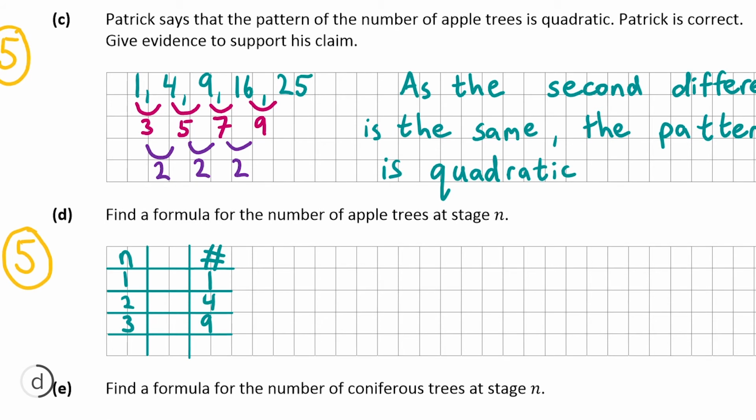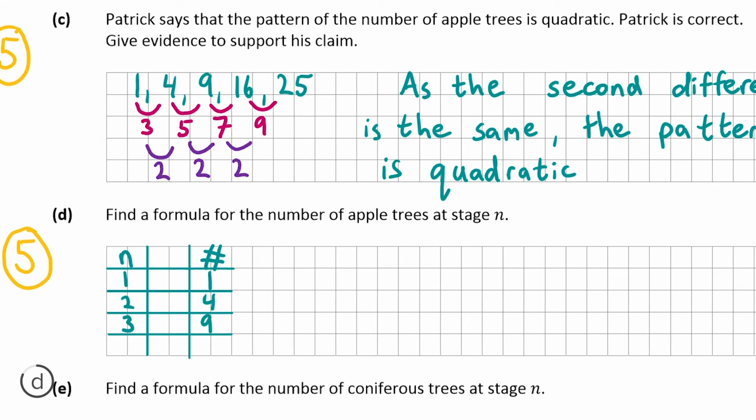Now we have to work out how to go from 1 to 1. There are a few different ways: you can multiply 1 by 1, divide 1 by 1, or do 1 plus 0. There are a lot of different ways, so that doesn't really help us. We'll look at 2 to 4 now. We can multiply 2 by 2, add 2 and 2, or do 2 squared. And how do we go from 3 to 9? We can add 3 and 6, or multiply 3 by 3, which is the same as 3 squared.